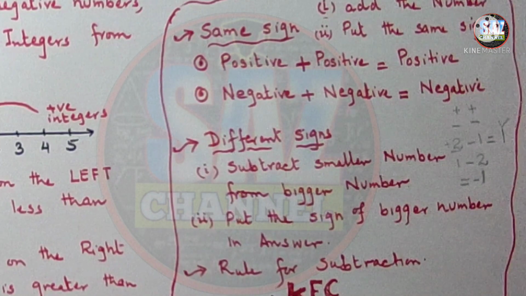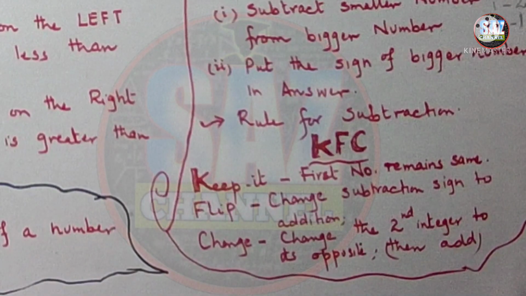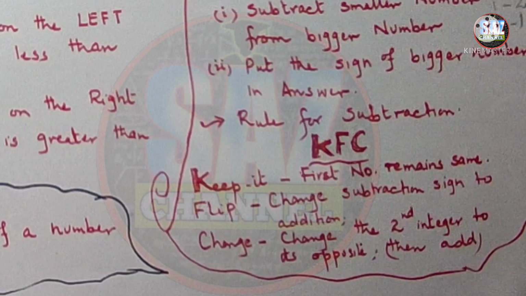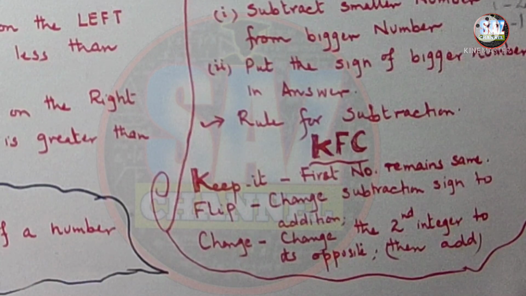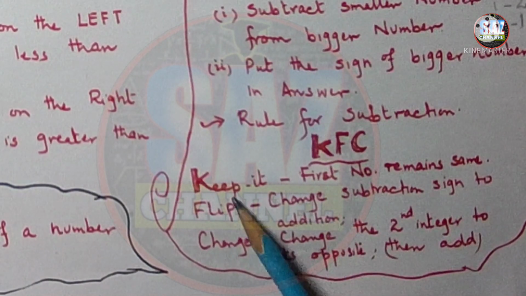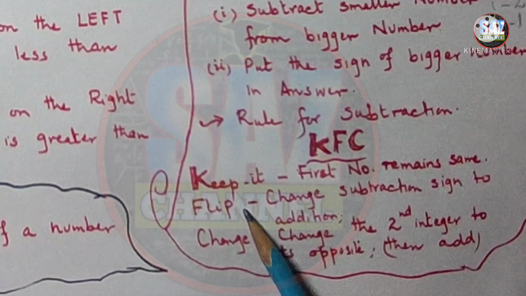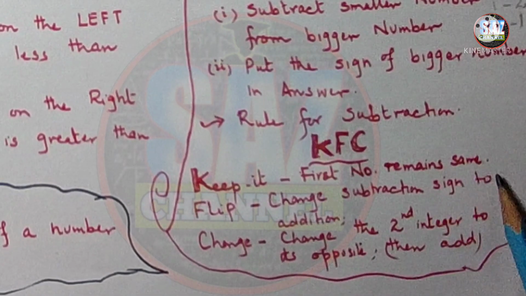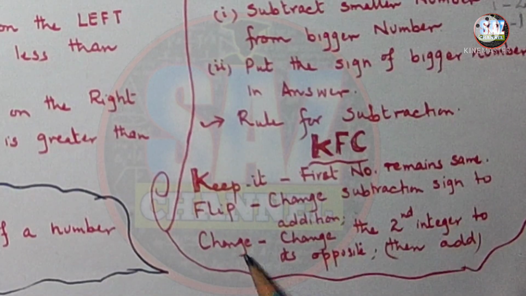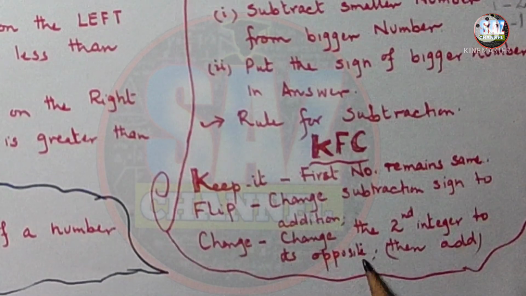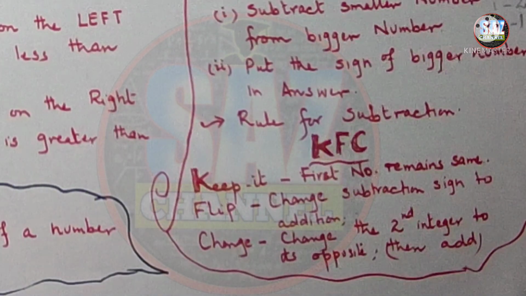Okay. And then for the subtraction, we can follow the KFC rule. And what is KFC? We are familiar with KFC. No, it's not the food channel KFC. K is that we have to keep it: the first number will remain as it is, the same. F is flip: change the subtraction sign to an addition sign. And the third, C, is change the second integer to its opposite, and then add by applying the rules of addition of integers.